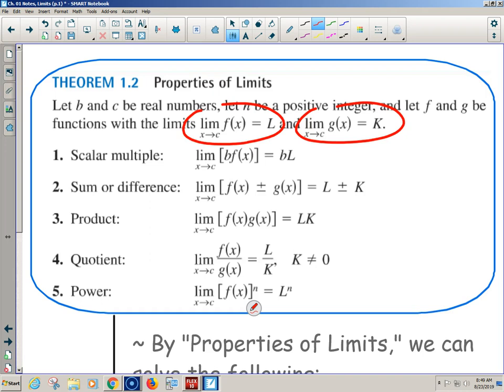So this might seem silly. It might seem basic. But I promise there will be multiple choice problems at some point where you might get stuck because of this page.